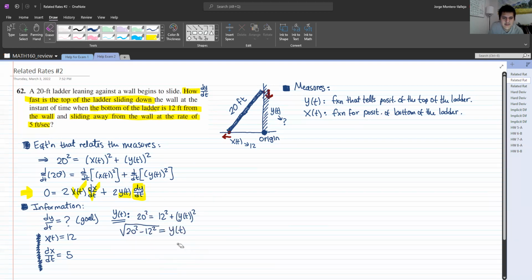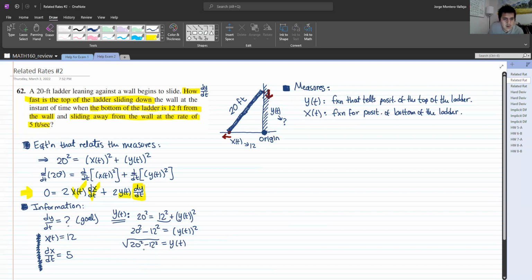Well, I'm going to do it step by step, right? So 20 squared, I'm going to move this 12 squared to the other side, so it goes with a negative sign, right? So then I have y of t squared left on the right side. Now I'm solving for y of t, so to get rid of this square, we need to take a square root of both sides, right? So the square root of 20 squared minus 12 squared equals, now that I've got rid of the square, I just write down y of t.